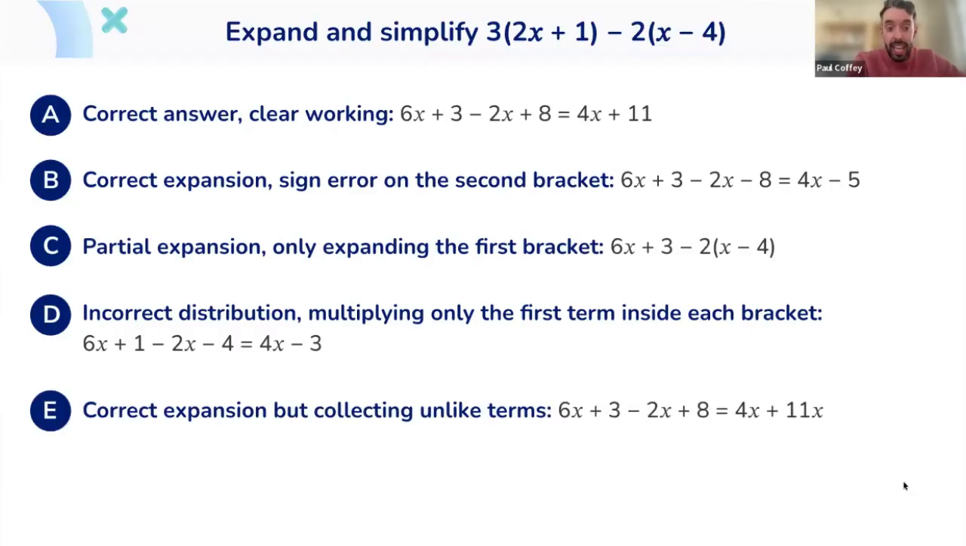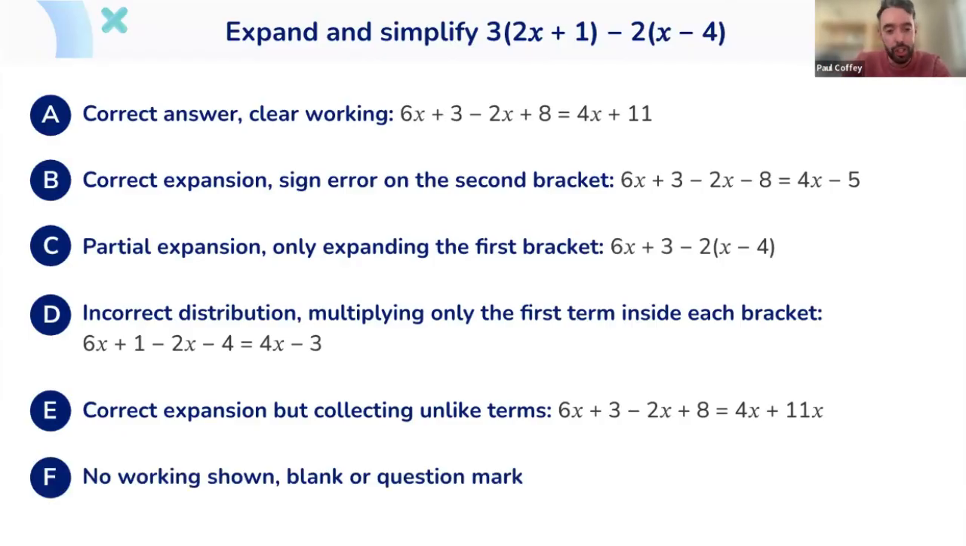Okay, student E, well, here we've got a correct expansion, but collecting unlike terms. So the student has managed to merge their x terms and their constant terms, or they've written 11x instead of 11. So this is a like terms error, which is separate from the expansion. And finally, response F. Here, no working shown. Blank, or maybe there's a question mark. This student seems to not know where to start, so we might need to go back to basics on expanding single brackets before they can even attempt this one.